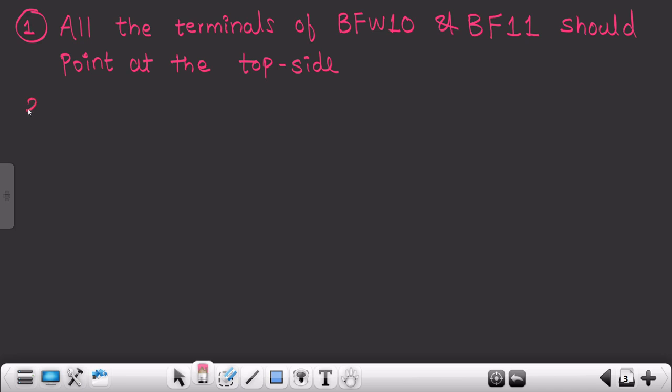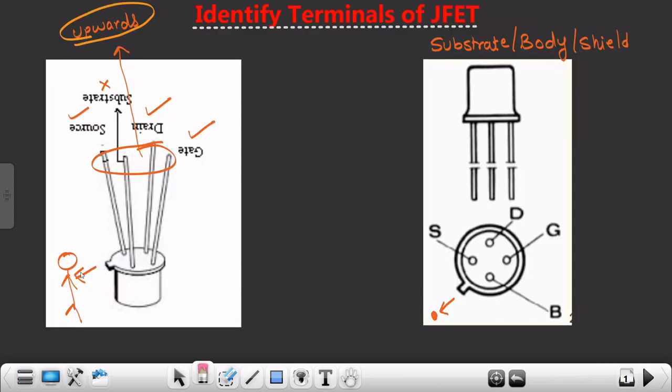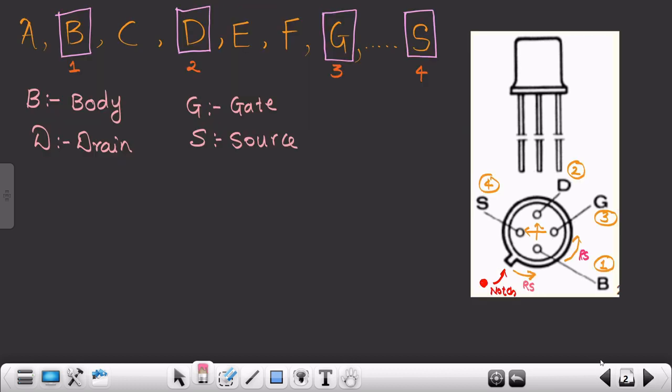The second point is the notch should face towards you. That means I am talking about this particular point. See, the notch is pointing towards me, and all the four terminals are pointing upwards. So this is what the first two points are.